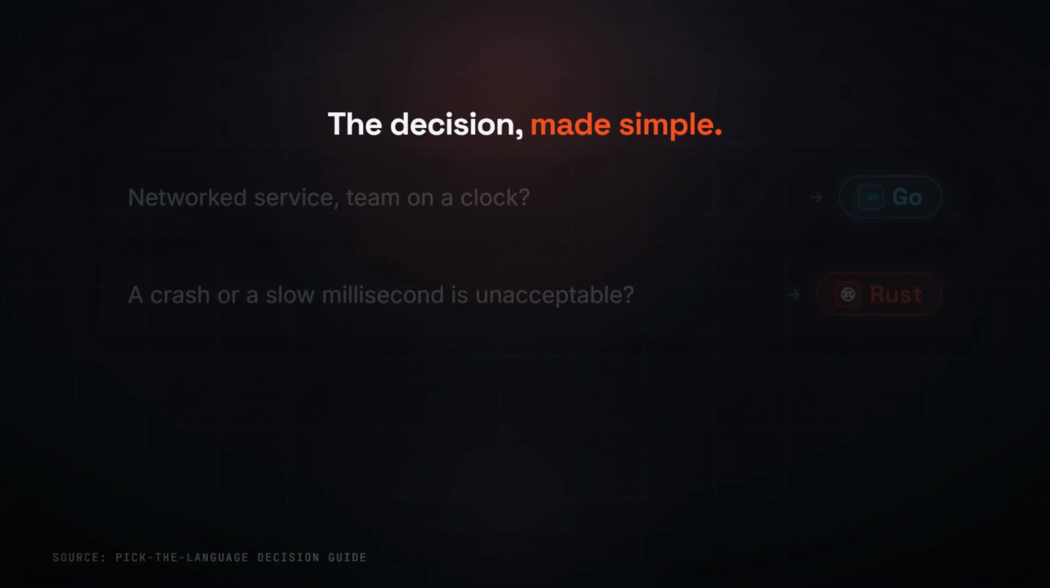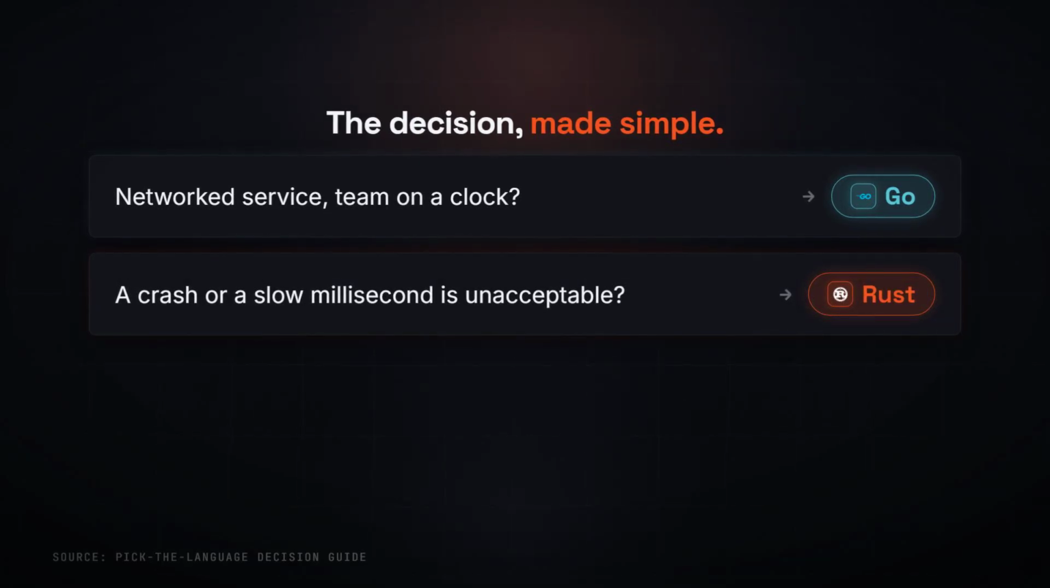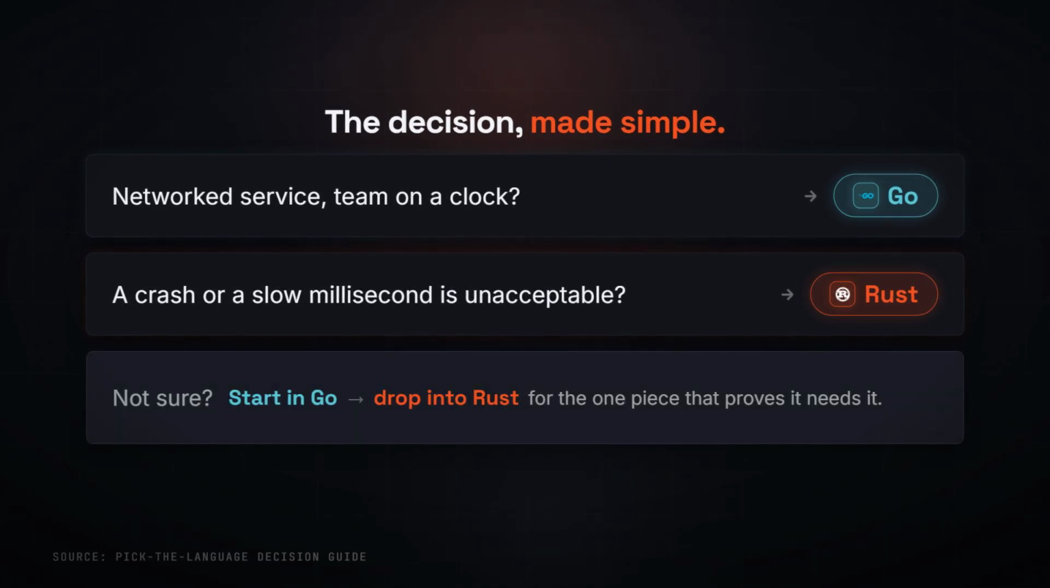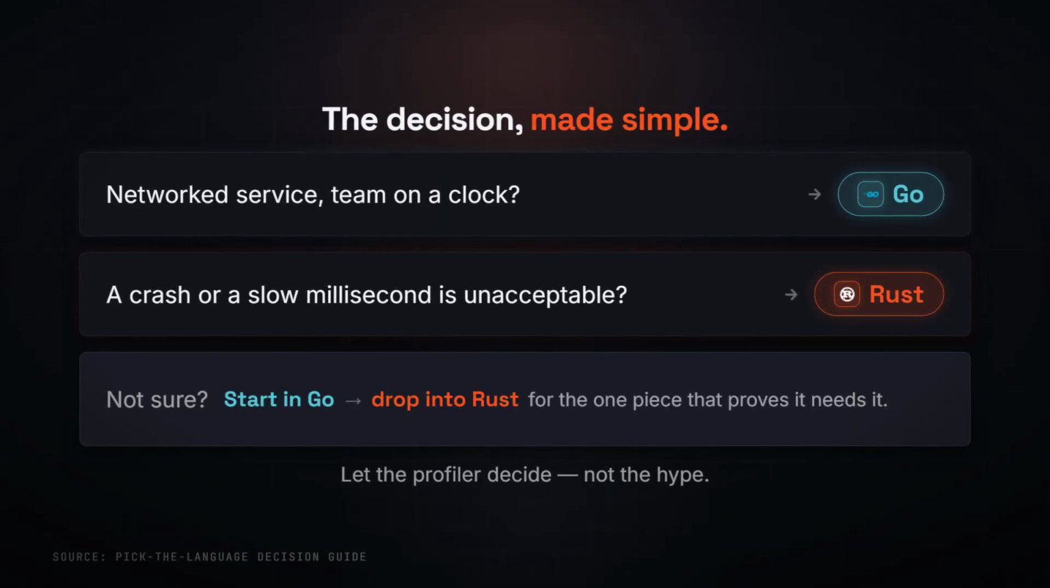So, the decision. Shipping a networked service with a team on a clock? Go. Building something where a crash or a slow millisecond is unacceptable? Rust. Not sure? Start in Go. Most backends are happy there forever. And drop into Rust only for the one piece that proves it needs it. Let the profiler decide, not the hype.